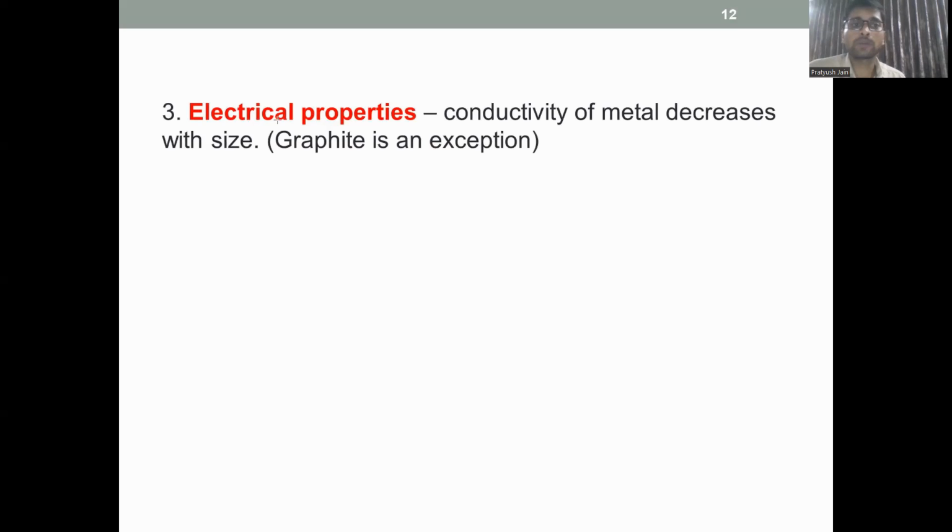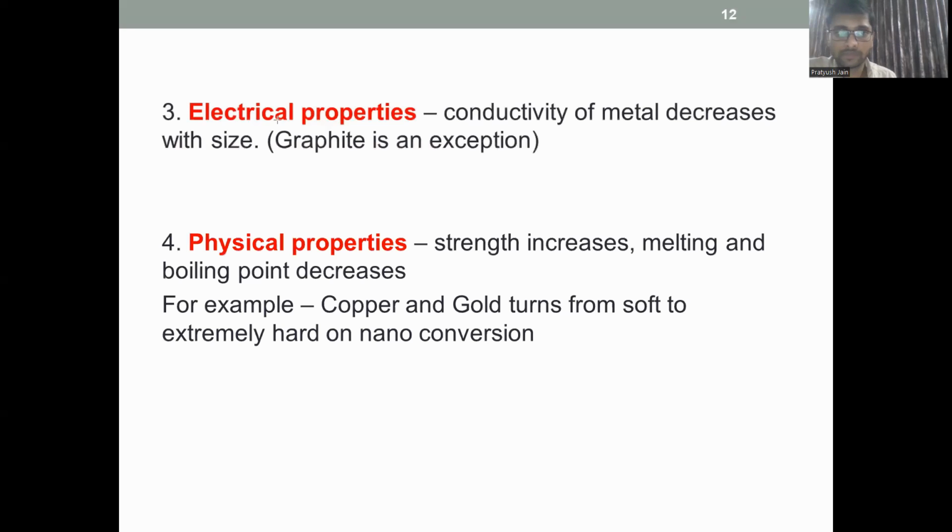The third set of properties that we discuss is electrical properties. So conductivity of a metal, it is observed that conductivity of a metal decreases with size. And the last set of properties is physical properties. We have already discussed that as we go towards nano transformation, surface area to volume ratio increases. Because of this increase, strength also increases, and melting point and boiling point decreases. So these are the physical properties.